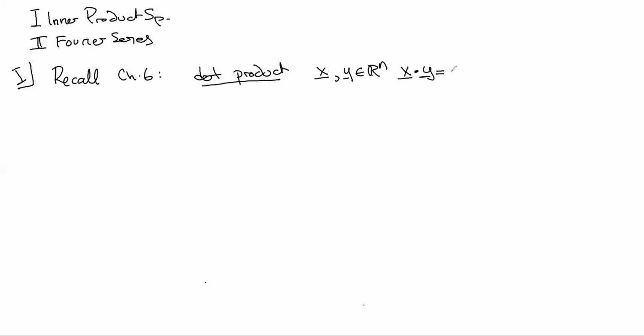So the setup is, well, recall what we did in chapter 6. We defined this concept called the dot product. So if you have two vectors in Rn, then we define their dot product to be just X transpose Y, which was just the sum. So we all know what it is.